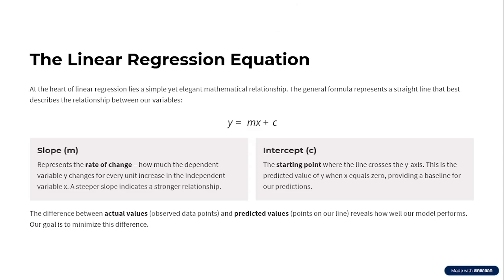A steep slope means a strong relationship. The point c is where our line cuts the y-axis, the predicted value of y when x is 0. Our goal is to make this line fit our data as closely as possible by reducing the gap between the actual and the predicted values.